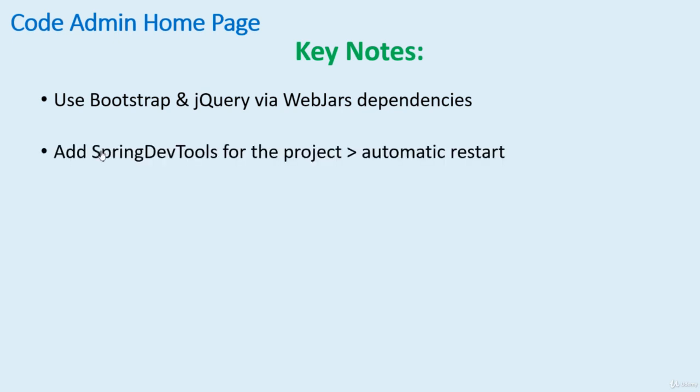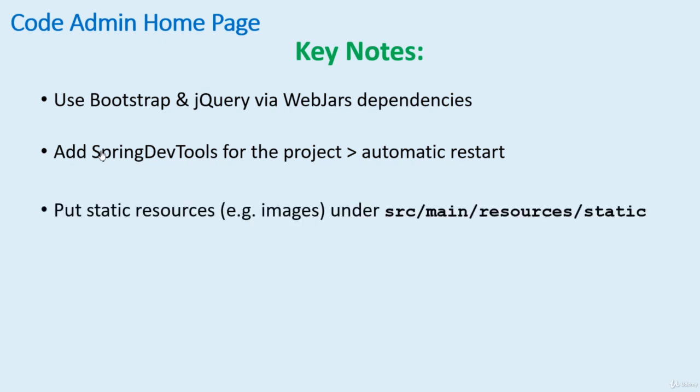And we should add the Spring DevTools dependency for the project, so the application will restart automatically whenever we make changes to the project's code, and it reduces the testing time a lot, as we don't have to manually stop and start the application each time we make changes to the code. And we should put the static resources like images under the directory src/main/resources/static in the project.